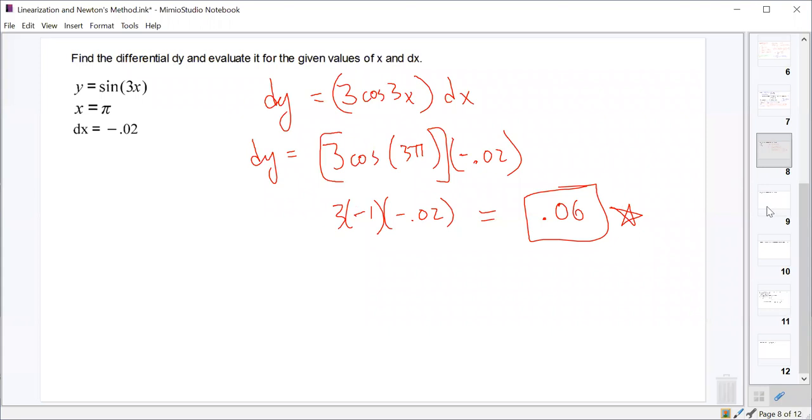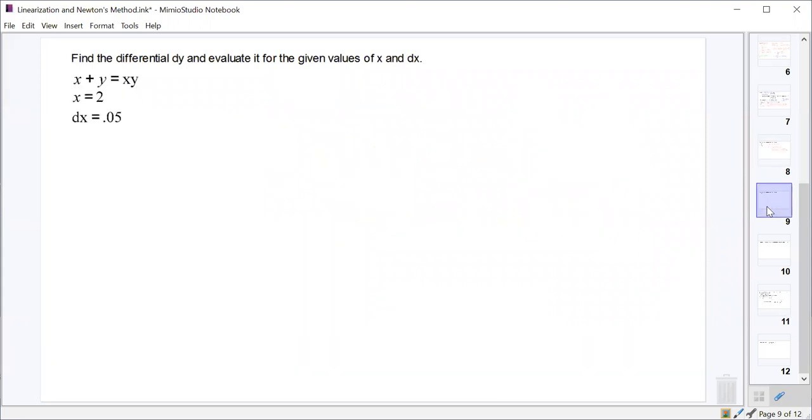All right, let's do another one. This one's a little different here. We want to find the dy and evaluate it for the given values of x and dx. So we could solve for y, or we could treat this implicitly. And anytime I take the derivative of an x, I'll just call it a dx. And anytime I take the derivative of a y, I'll just call it dy, for the change in x or for the change in y.